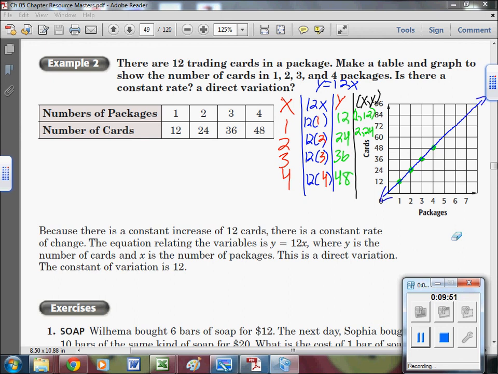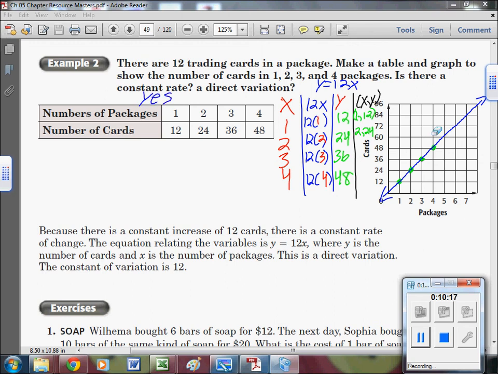Notice that the line for this graph goes through the origin. All direct variation graphs will go through the origin. So now let's answer the question. Is there a constant rate? Well, let's see, guys. If it goes up one over one, up one over one, up one over one, up one over one, every single time, yes, there is a constant rate.